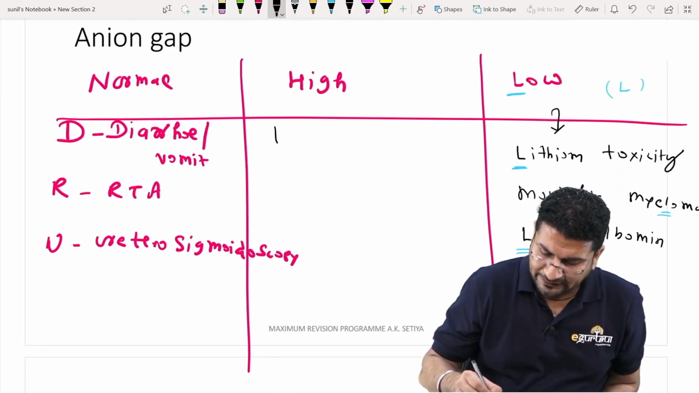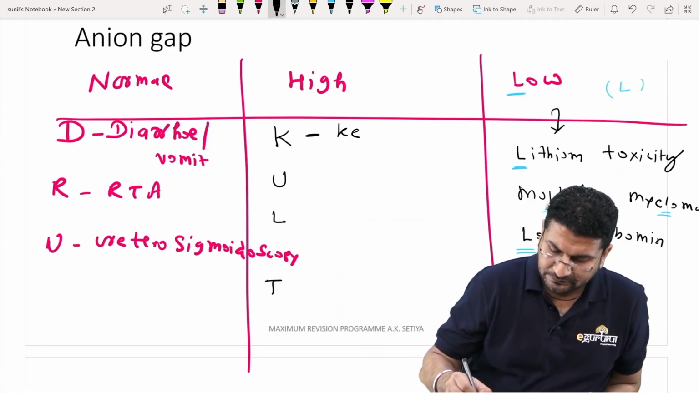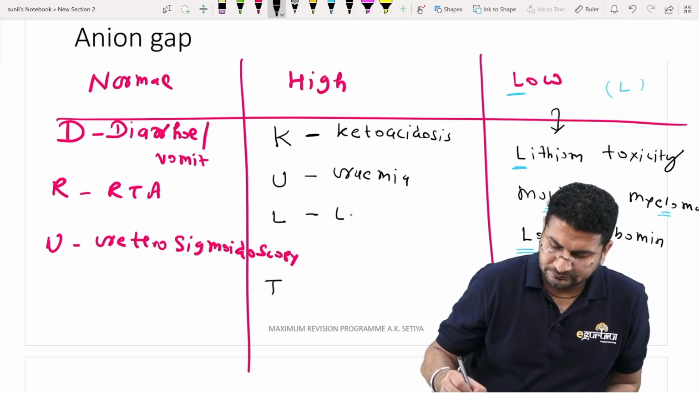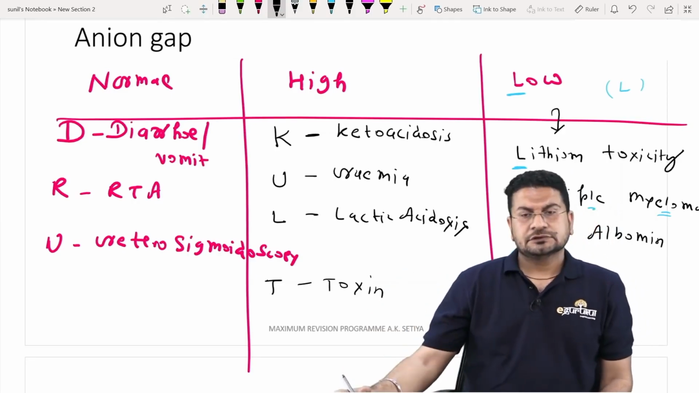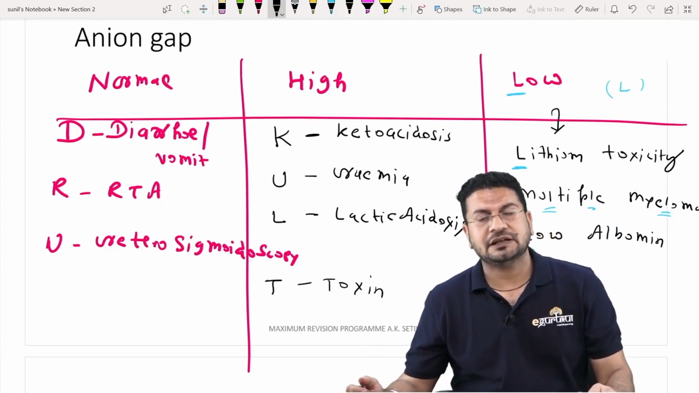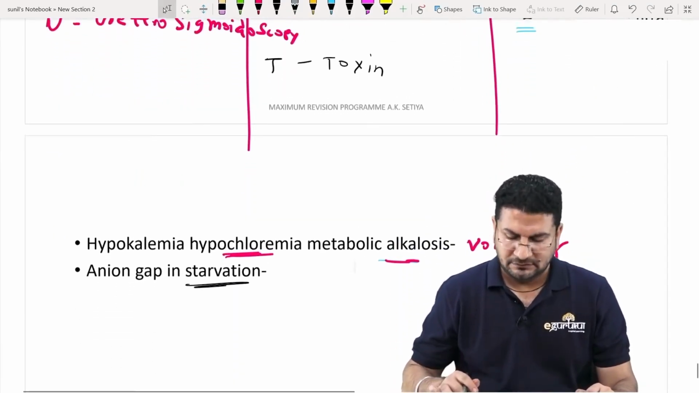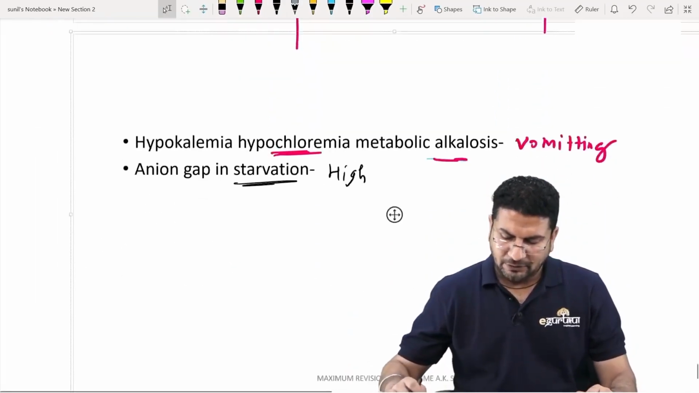If I say high anion gap, you will see it in CULT. CULT means ketoacidosis, U is uremia, L will be lactic acidosis and T will be toxin. Starvation can produce lactic acid or sometimes ketone bodies as well, so that can also lead to high anion gap. So anion gap in starvation will be high anion gap. This is about the anion gap that they ask in MCQ.